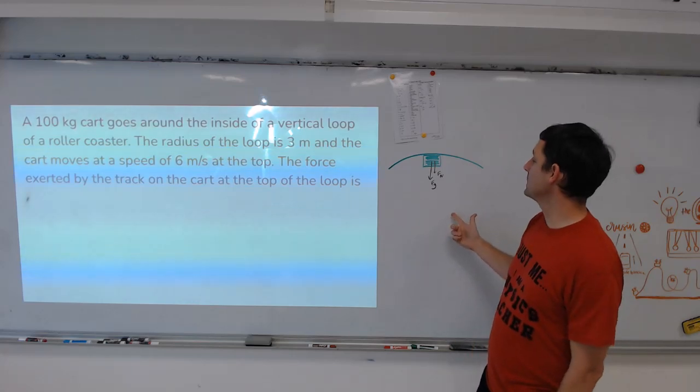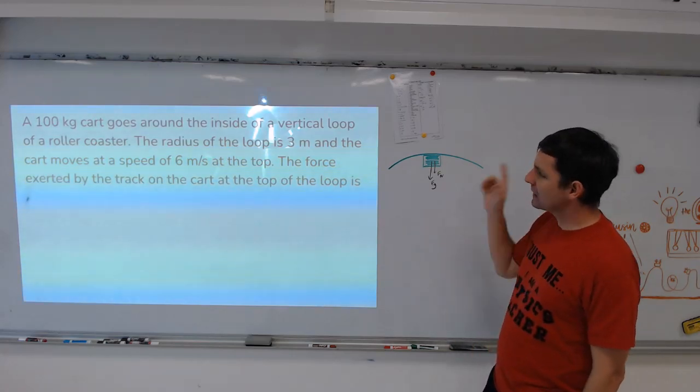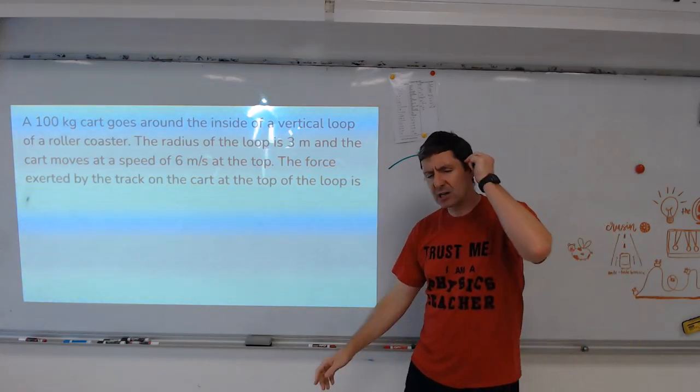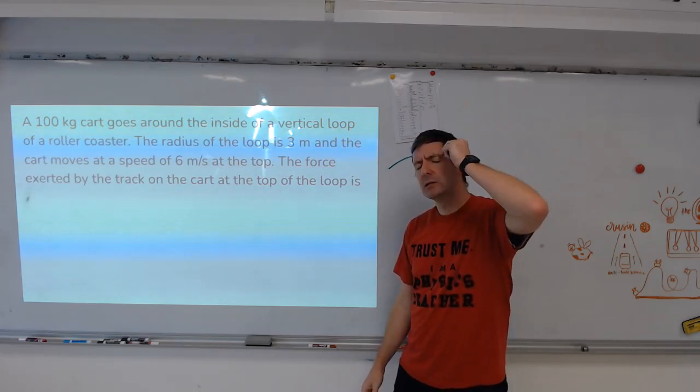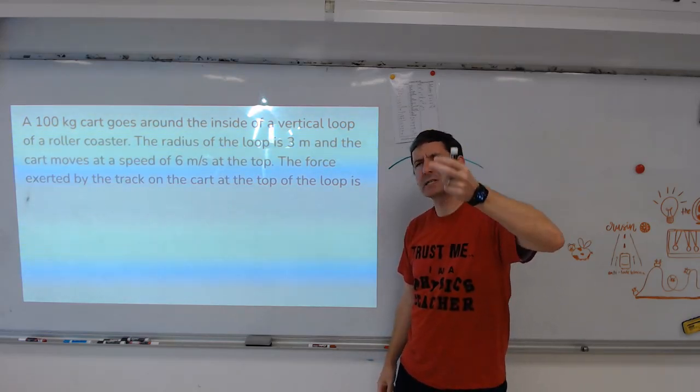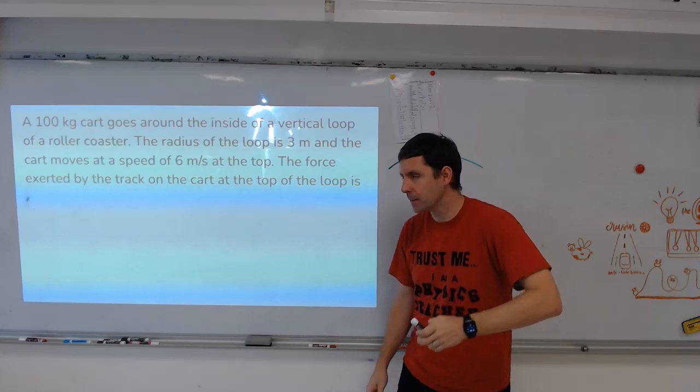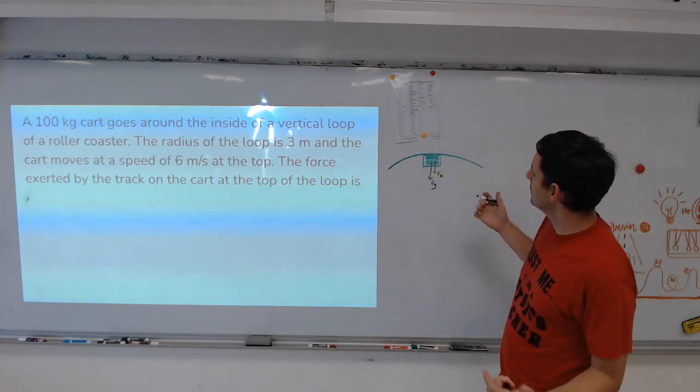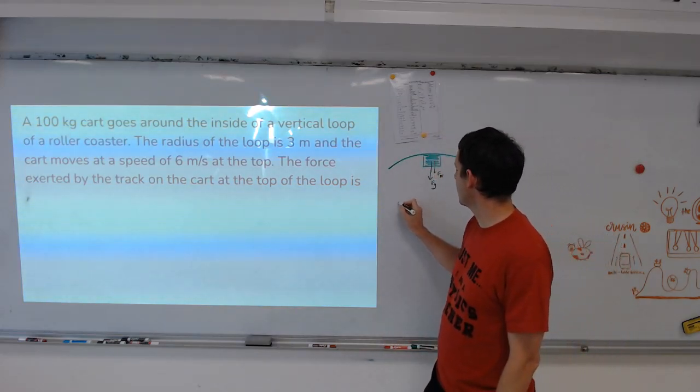Now, at this point, you should be able to say, well, it does give me a radius and a speed. That should make me be thinking about centripetal force, right? Centripetal force is mv squared over r. So at this point, I say, well, let's try that out. Can I do something with centripetal force?